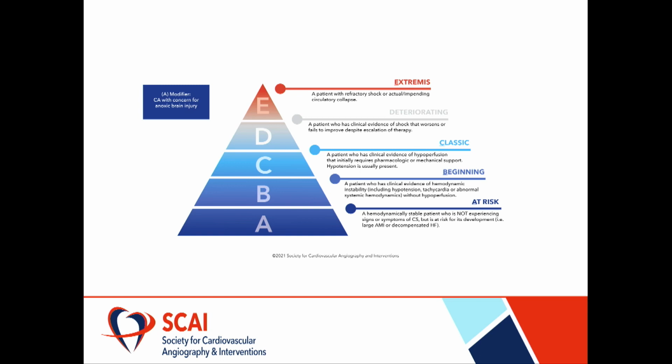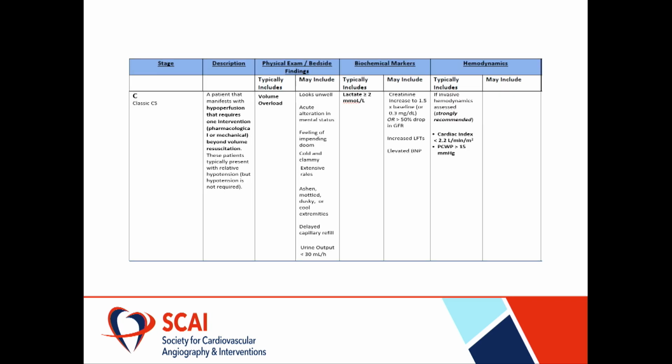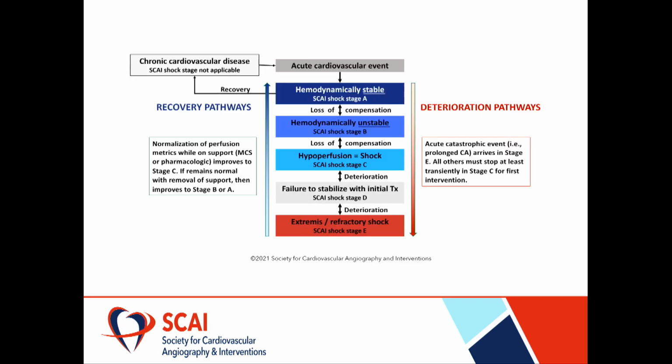And so we have to go through this and figure out how to use this in a given population of patients. We then updated the tables, and you can see this in the paper that A, B, C, D, and E are about the same. We kept the physical exam markers, the biochemical markers, and the hemodynamics. We then highlighted typical features and features that are sometimes included to make it a little bit more user-friendly at the bedside. You can see that for C and also for D and E.